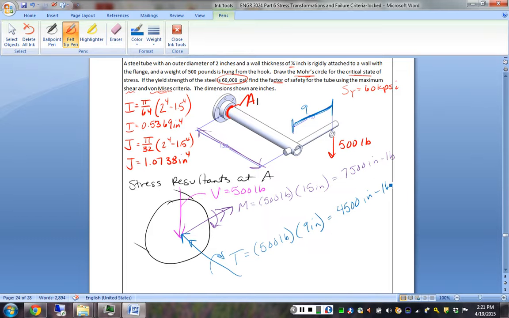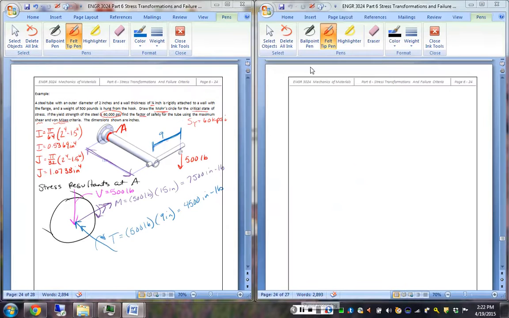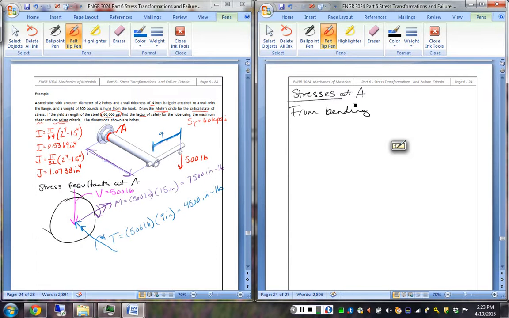Now, how does that relate to stresses? So, the stress resultants at the connection of the cantilever end up creating several stresses at that connection point A. We have from bending, it's going to generate tension at the top, compression at the bottom, and the magnitude of that is given by normal stress sigma plus or minus Mc over I.